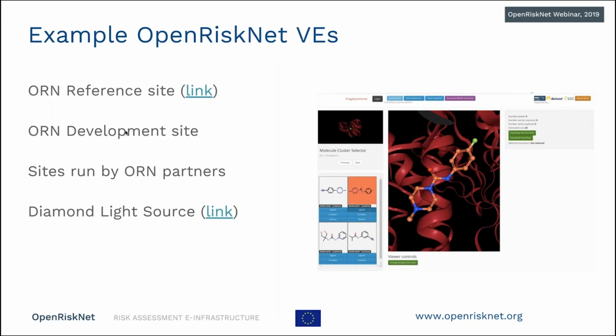We also have a development site and a couple of sites that are run by the OpenRiskNet partners for their own purposes. But probably the most interesting virtual environment is one at the Diamond Light Source at Harwell in the UK, where they needed an environment to manage their software applications in the area of fragment-based screening, and particularly the follow-on chemistry on that. And they decided that the OpenRiskNet virtual environment was the ideal basis for this, not only because they would have access to all the OpenRiskNet applications, but they could deploy their own applications into it and benefit from everything.